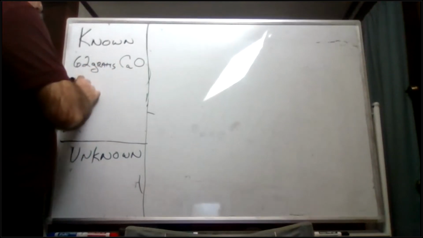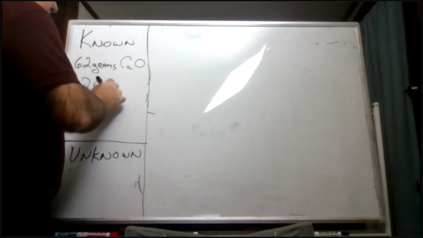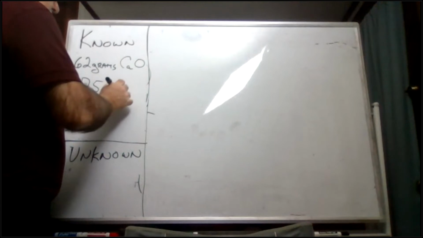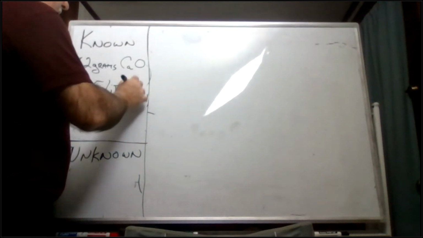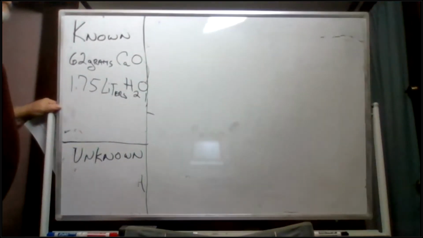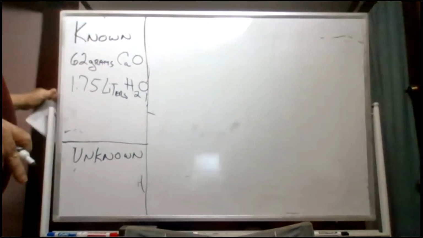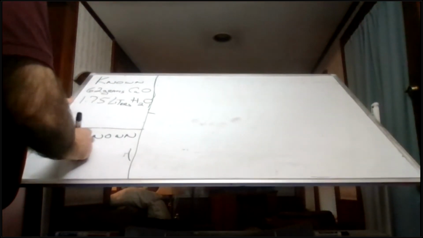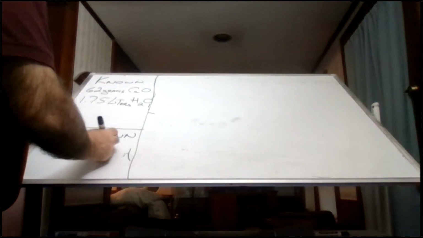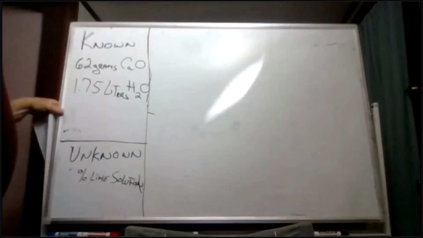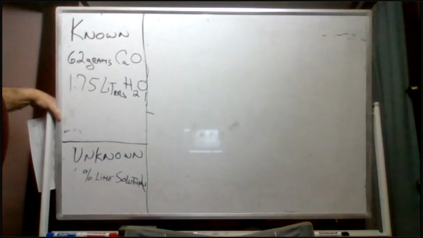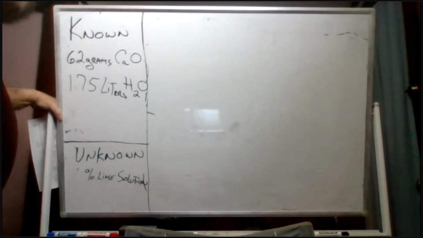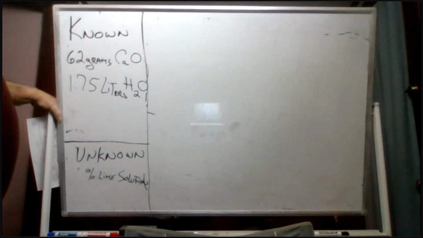And 1.75 liters of water, which is H2O, 2 parts hydrogen, 1 part oxygen. And our unknown is the percent of solution. I forgot the chemical symbol for calcium oxide. I think that's it. Somebody wants to look it up and let me know.